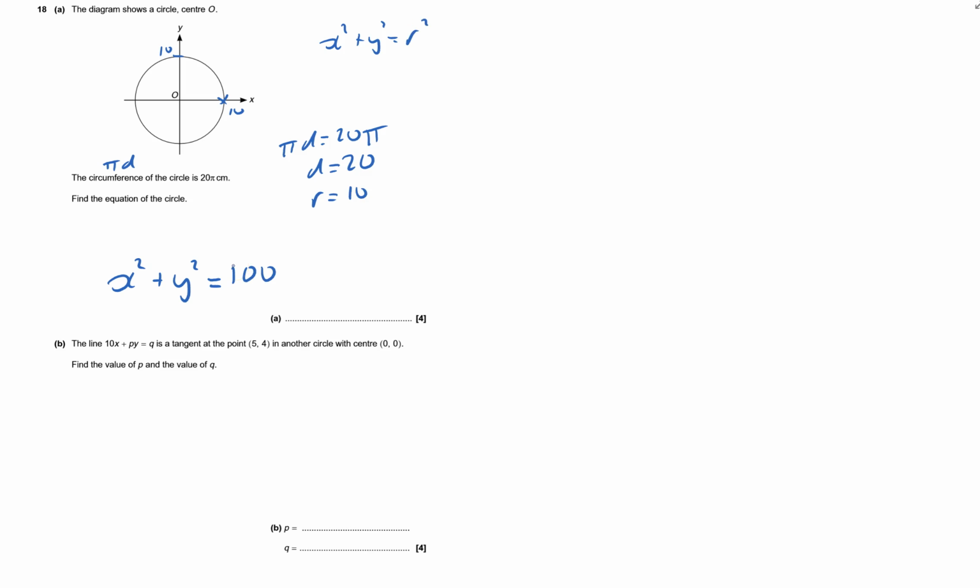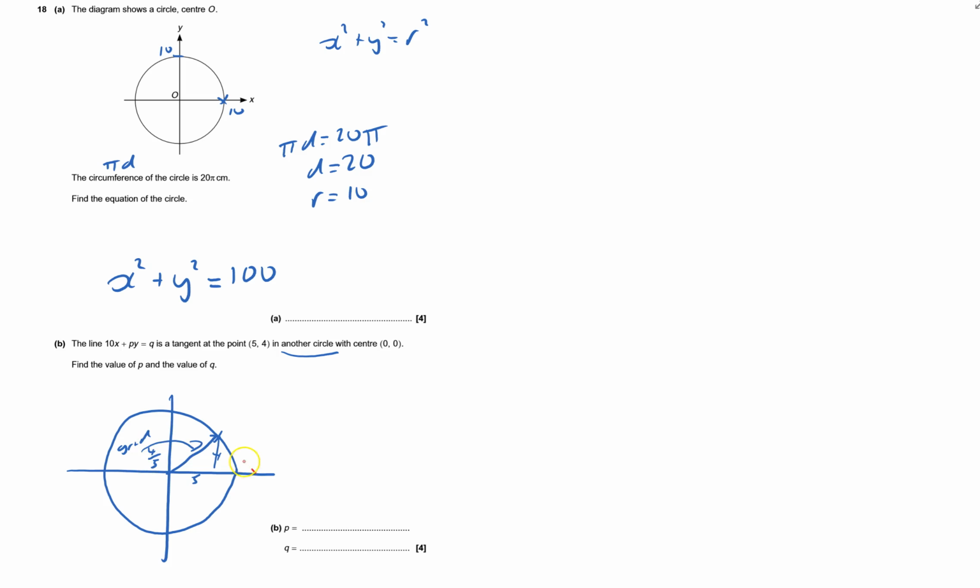That's fine. The line 10x plus py equals q is a tangent to the point 5, 4 on another circle with centre 0, 0. So I've got to find all this bit. So I've got a circle, and 5, 4 is that point there. And so I've got the gradient of that. That's gone up 4 and it's 5 across. So the gradient is 4/5.